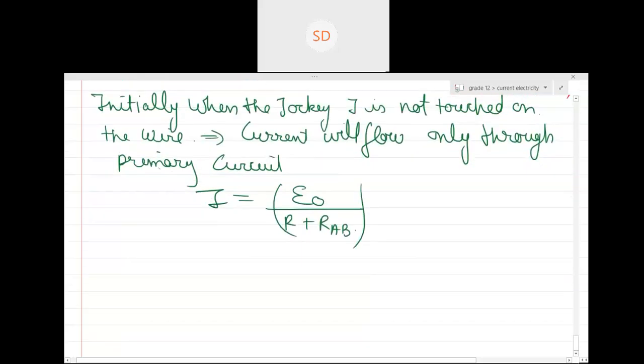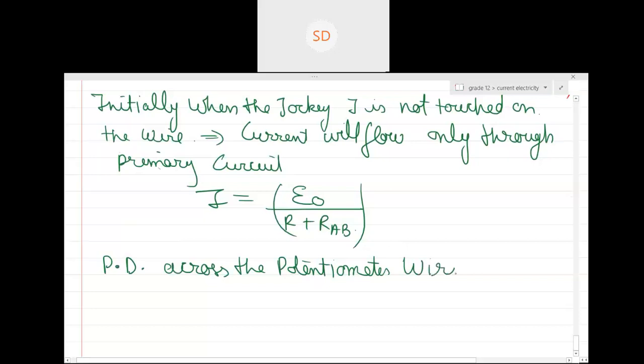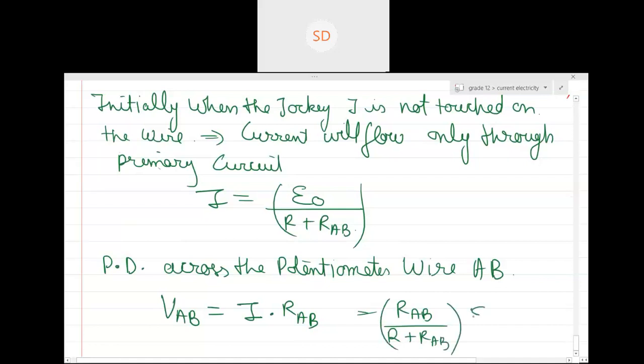Once you have found out this current, can you find out what is the potential difference across the potentiometer wire AB? All this thing you are doing when you have not connected the jockey. Potential difference across the potentiometer wire AB. So what is the potential difference across AB? Will it be equal to I multiplied by RAB? Yes, sir. So can I write it as RAB upon R plus RAB multiplied by E naught? Yes or no?